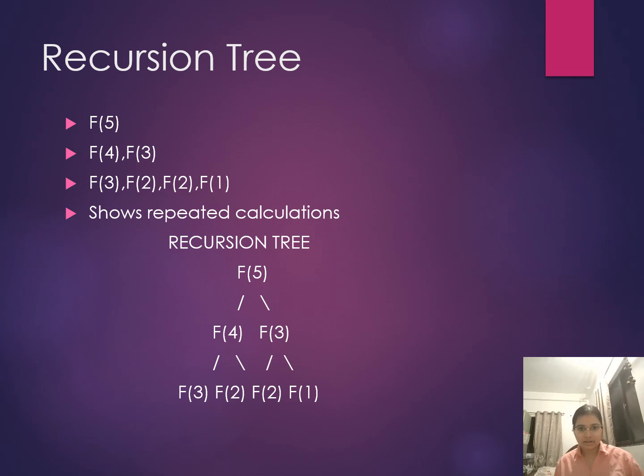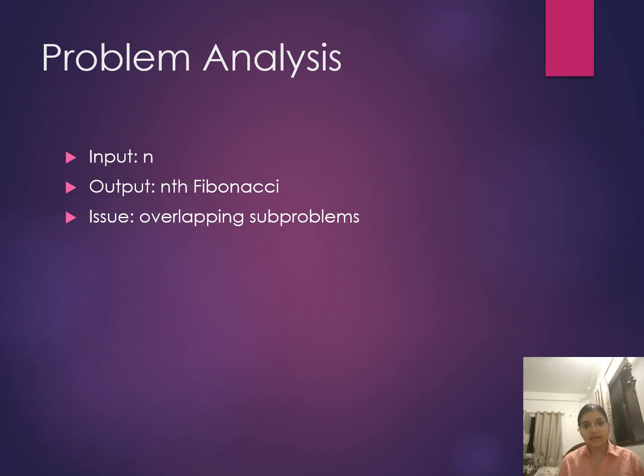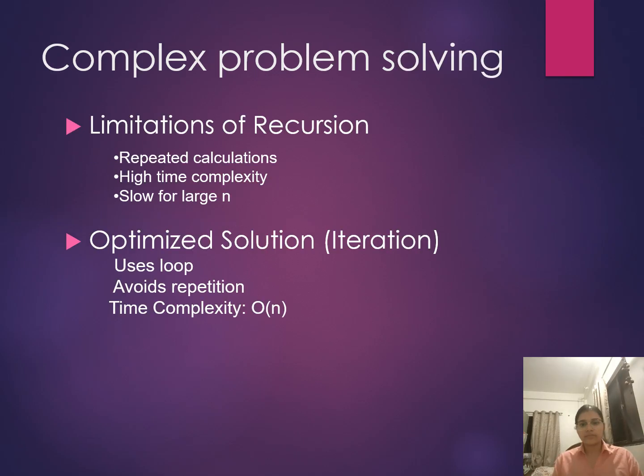Looking at the recursion tree for F5, we see a major issue, overlapping subproblems. Notice how F3 and F2 are calculated multiple times. This is why simple recursion can be inefficient as the tree grows. Our analysis shows that while the output is correct, the process of reaching it involves too much repeated work. For complex problem solving, we must address these limitations.